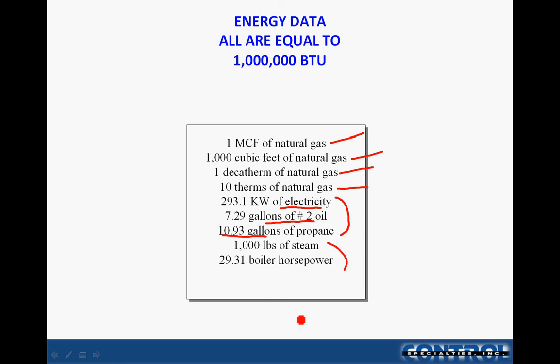These last two pieces of information here are handy conversions that you may want to keep in the back of your mind if you were looking at the operations of a boiler, so you can look at the amount of steam being put out for boiler horsepower and also the number of horsepower required to make 1,000 pounds of steam.